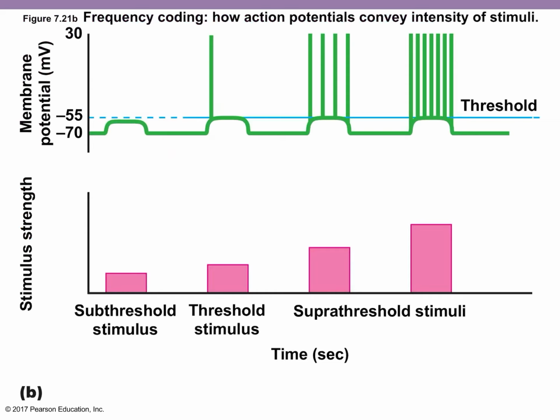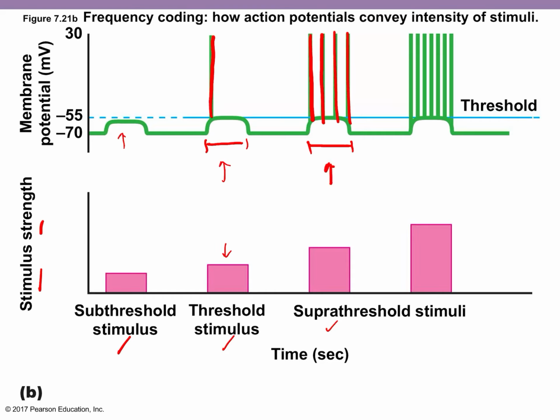So let's take a look at a picture of this. This is our sub-threshold stimulus. We didn't quite reach threshold. Now we've reached threshold, so we're going to create an action potential. If we have a stronger stimulus, where the stimulus strength is a little bit stronger, it goes above, it's supra-threshold. We can get many action potentials happening in that same amount of time. The time scale here is the same, but we're only sending one action potential with a stimulus that just barely made threshold.